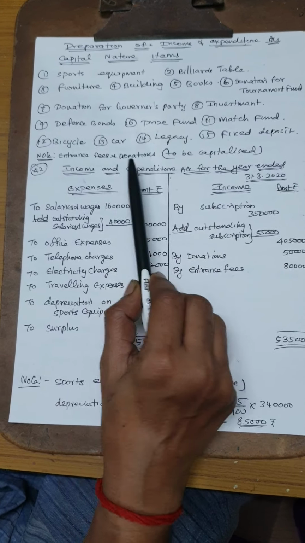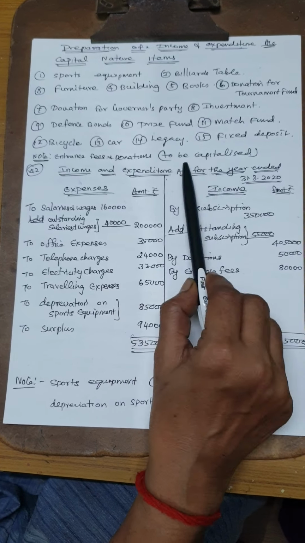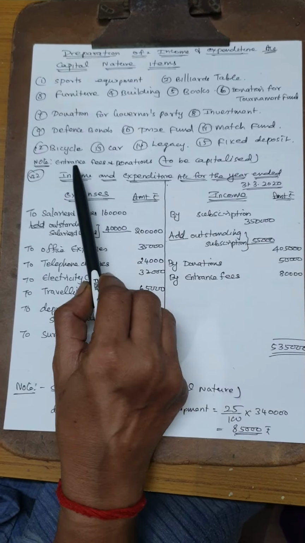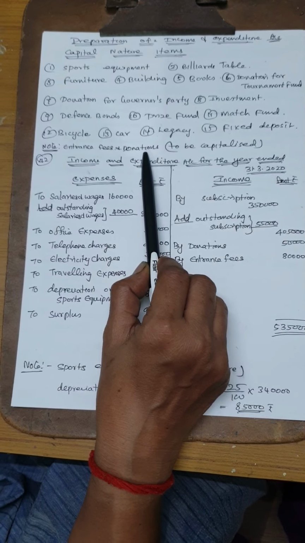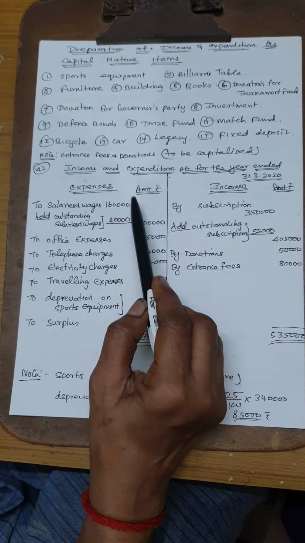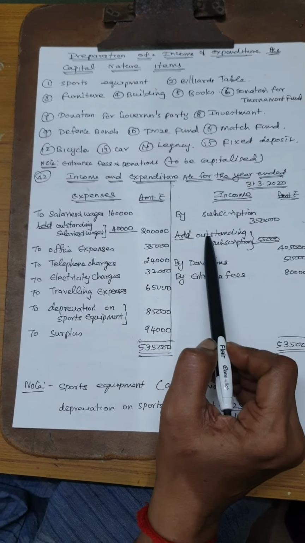Sometimes entrance fees and donations will be given, but in the adjustment sometimes it will be given that it should be capitalized. If it is given, it should be capitalized, which means entrance fees and donation should also be ignored for preparing income and expenditure account. Otherwise, these two items can be taken for preparing income and expenditure account.